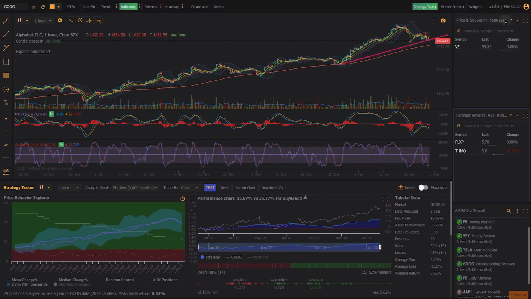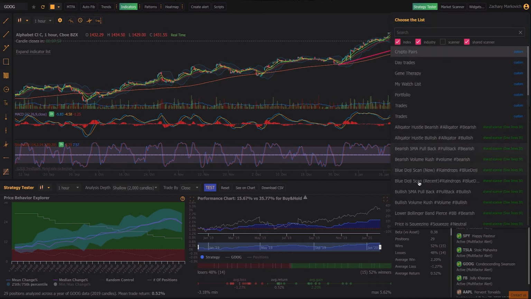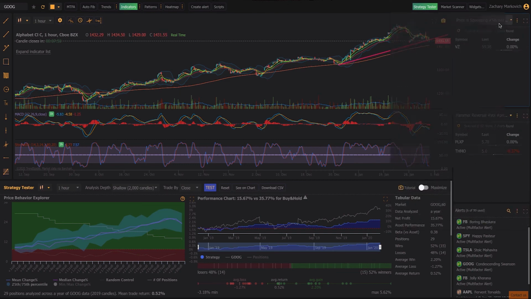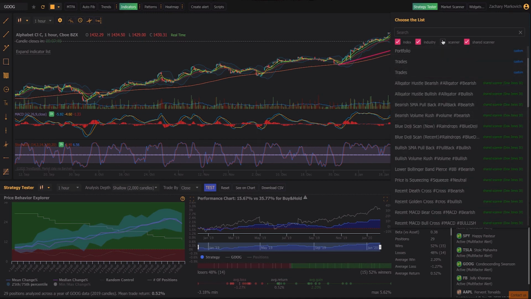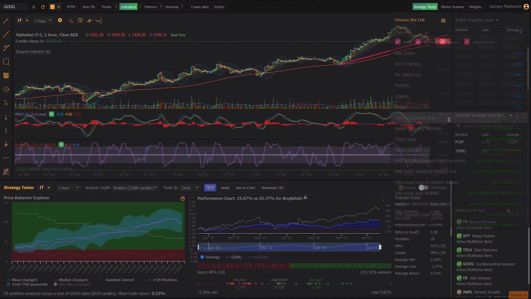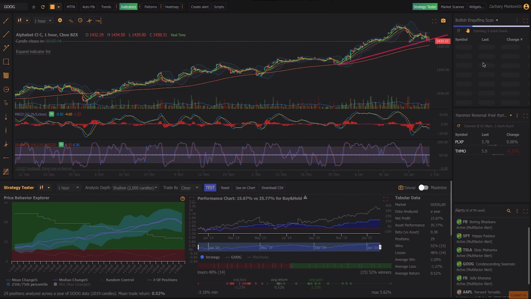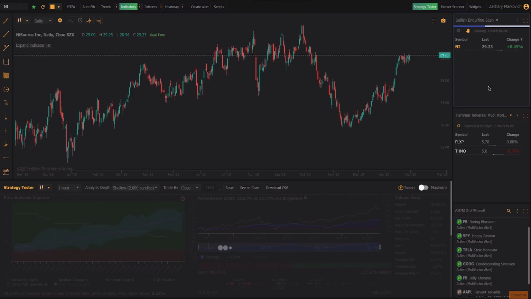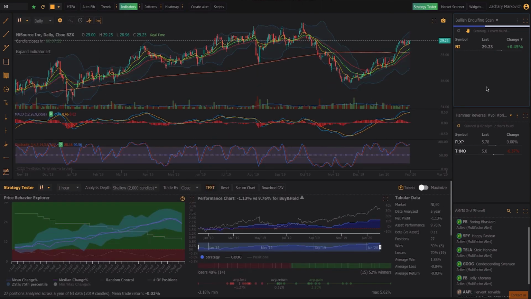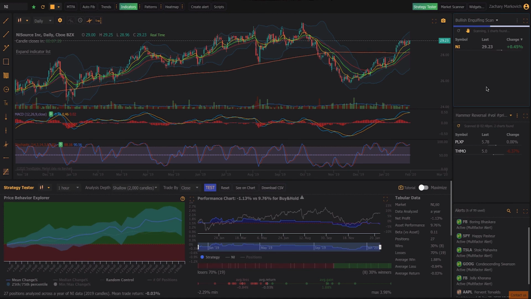Now, a cool thing with this is you can actually run a scan on TrendSpider and then backtest that scanner. So for example, if I just wanted to do a random scanner here, like a bullish engulfing scan, and I wanted to backtest the symbols that I got back on this scanner, we'll run the scan here, and then we'll just run the backtester. Alright, so I can click on a ticker here and backtest that strategy on that ticker. So this combines the power of that backtester and the scanner we have all in one.